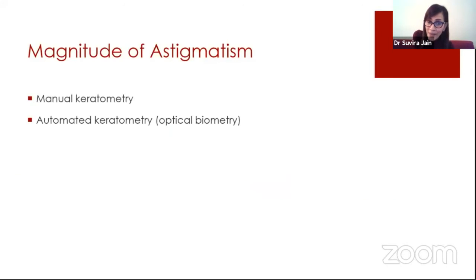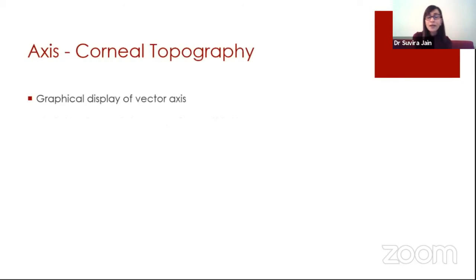Now, the best way to figure out the magnitude or the quantum of the astigmatism is by performing a well-calibrated manual keratometry, or with the K values that you get on an optical biometer. Corneal topography is probably the best way to figure out the axis because it gives a graphic representation of the axis.